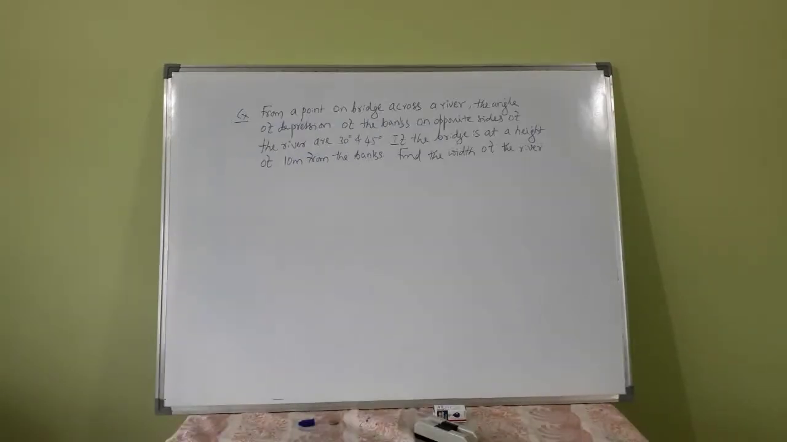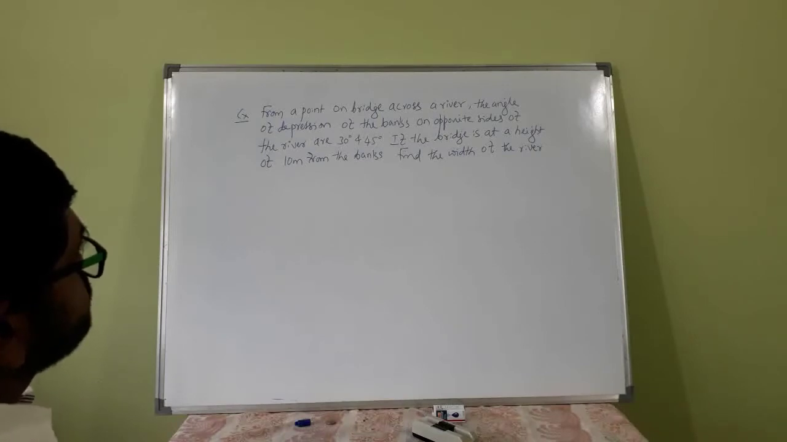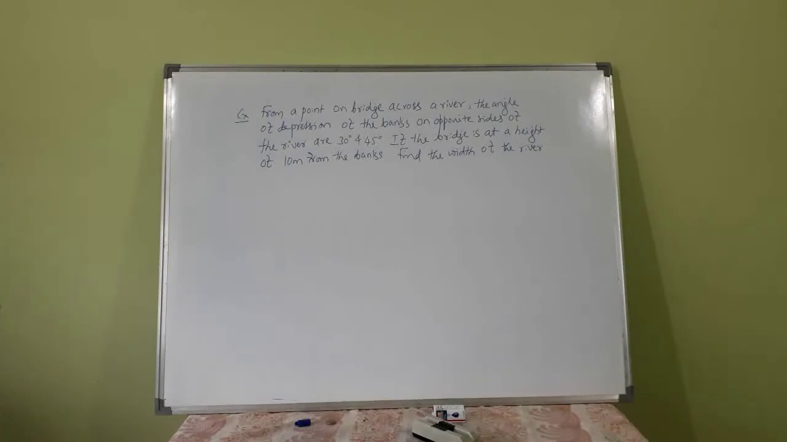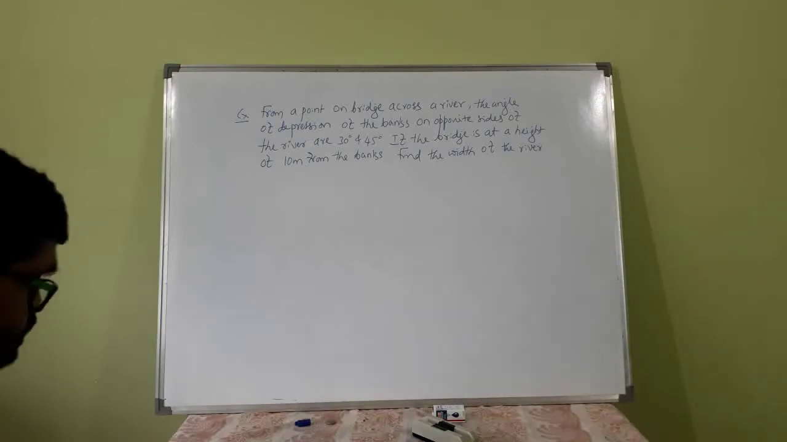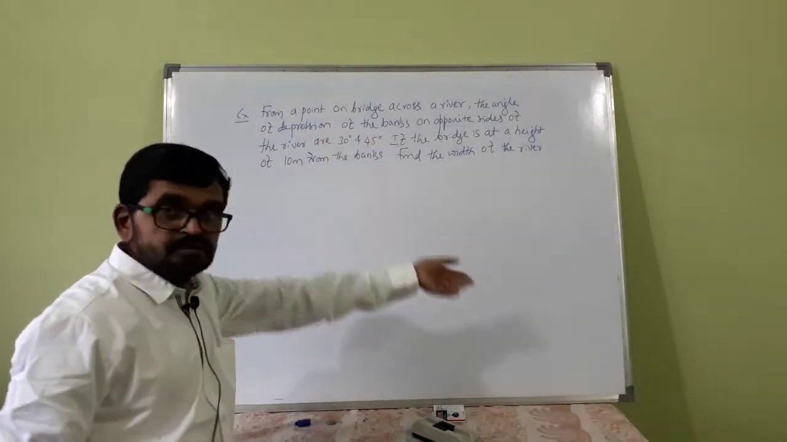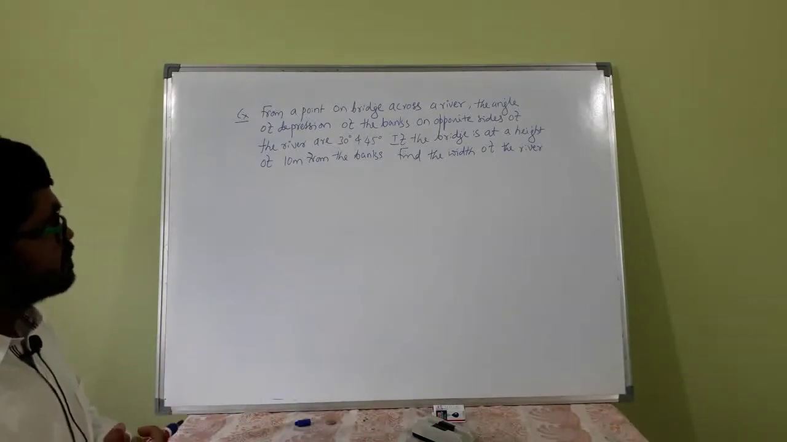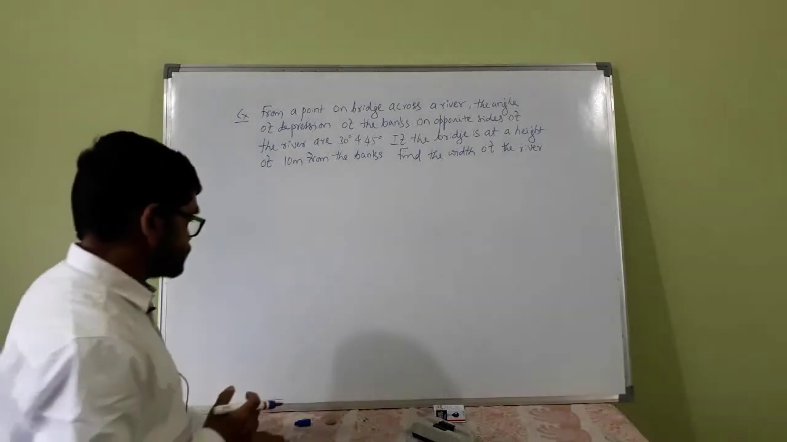Okay, consider another example. From a point on a bridge across a river, the angle of depression of the banks on opposite sides of the river are 30 degree and 45 degree. If the bridge is at a height of 10 meter from the banks, find the width of the river. So first you have to draw the diagram. You have to translate the given content into diagrams. You have to visualize the problem. Then it is easy to find.